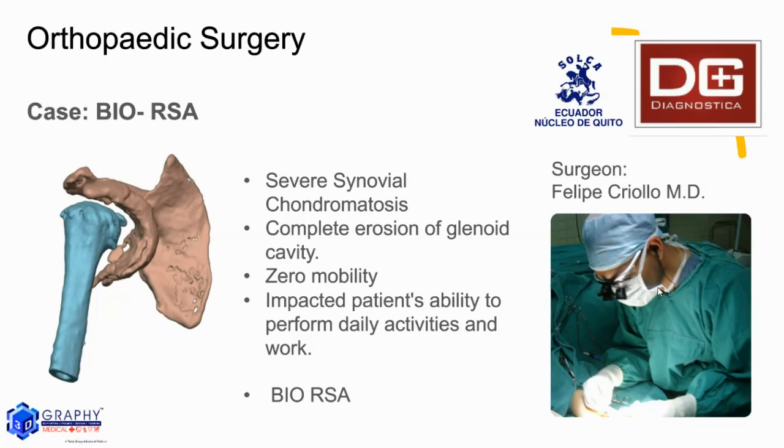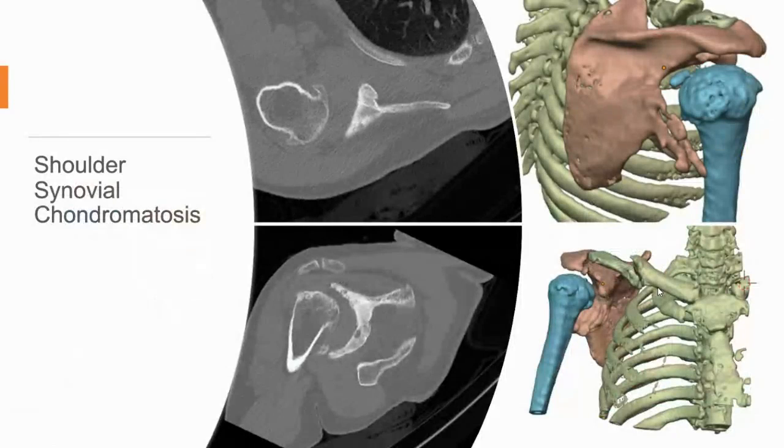So the solution that the surgeon thought for this case was to do a bone increased offset reverse shoulder arthroplasty, a BIO-RSA. And here we see some more pictures, so you can better understand the magnitude of the bone defect. So you see there's a complete erosion of the glenoid space. There's no glenoid basically. And this was really impairing this patient's quality of life and daily activities.